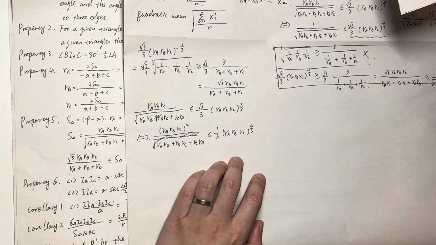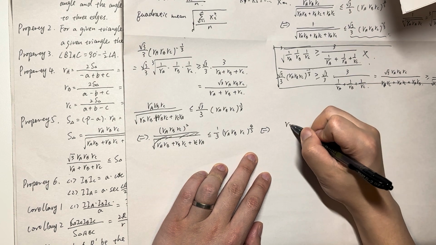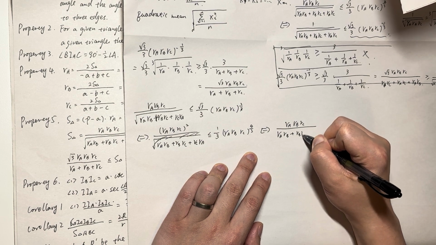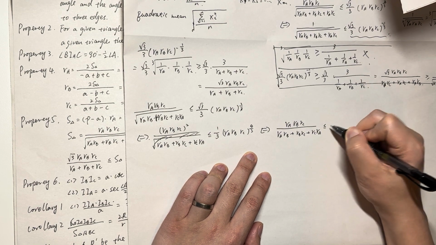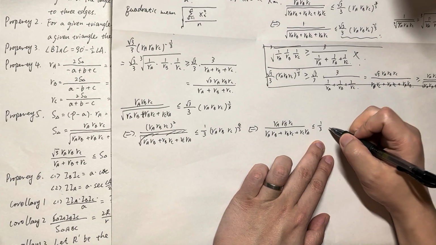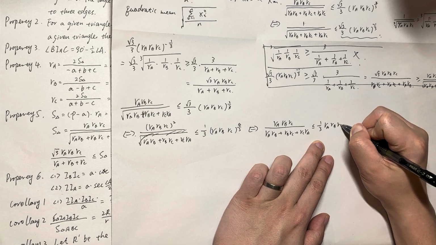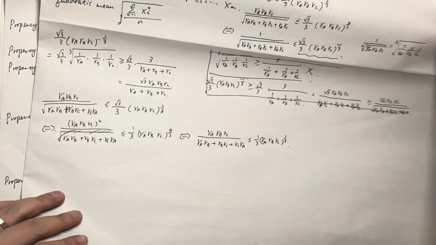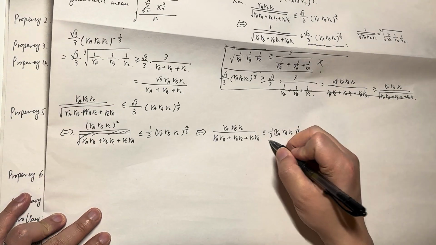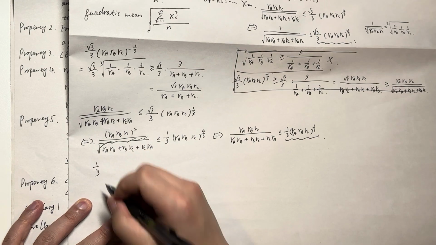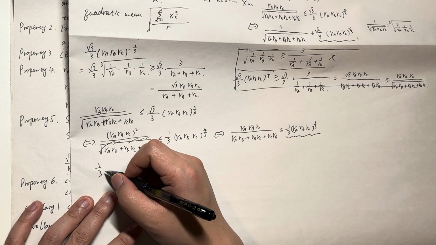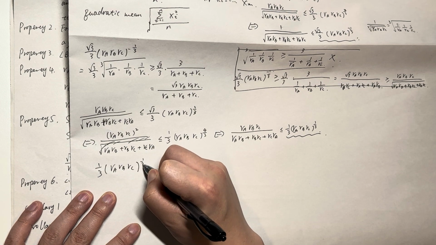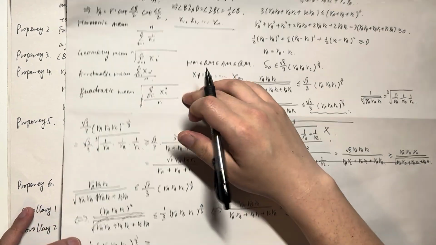that's all less than or equal to 1/3 of (RA·RB·RC) to the power 4/3, right? Which is equivalent to proving that RA·RB·RC over RA·RB plus RB·RC plus RC·RA is less than or equal to (RA·RB·RC) to the 1/3, right? And now for this one, let's use the mean inequality chain, right?